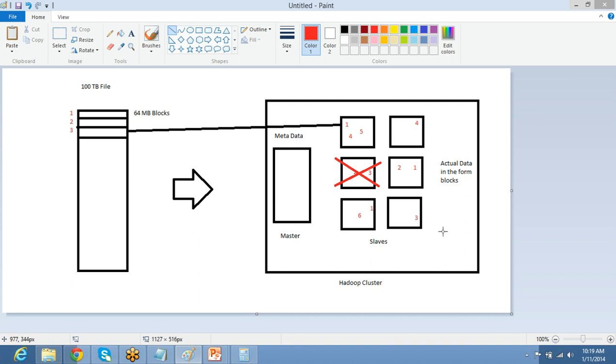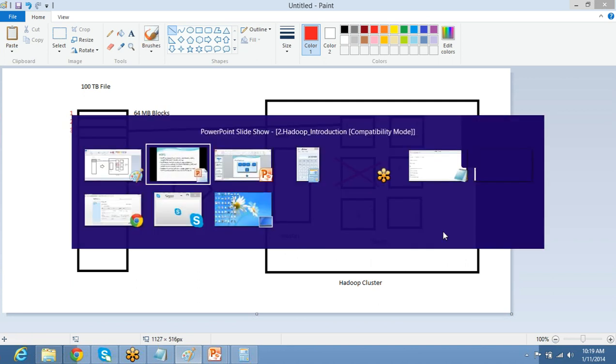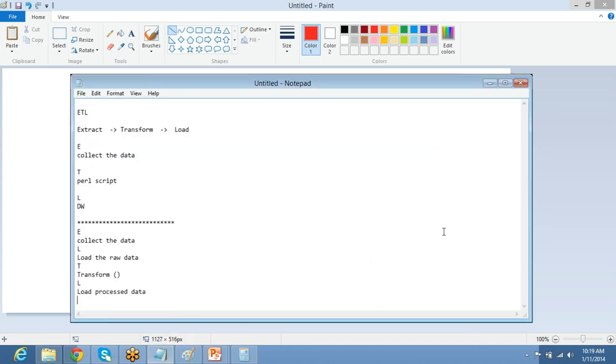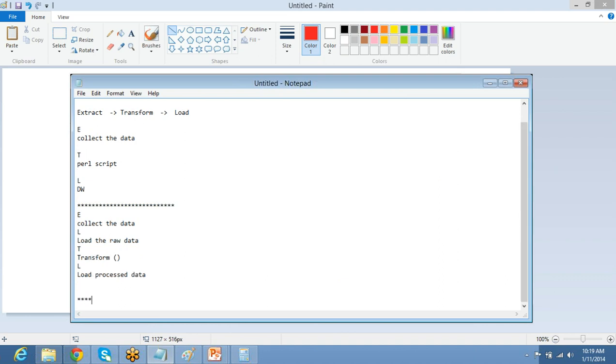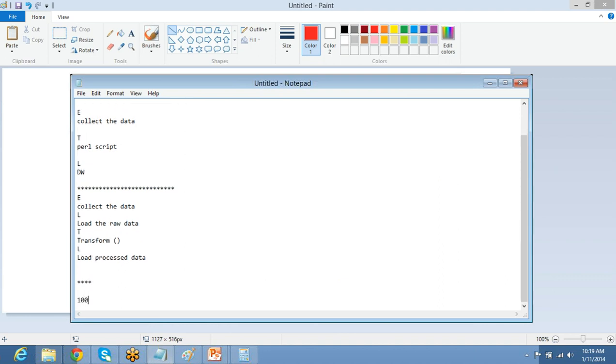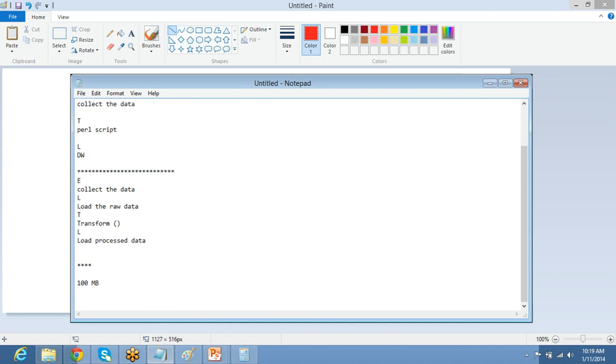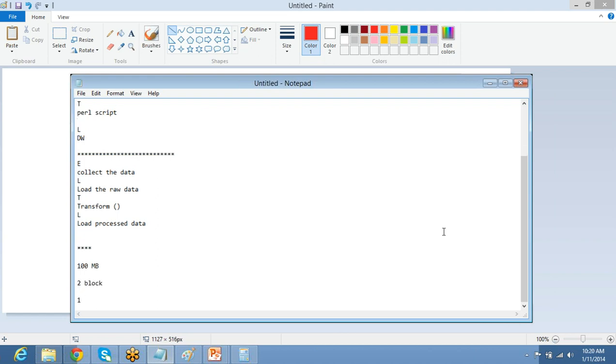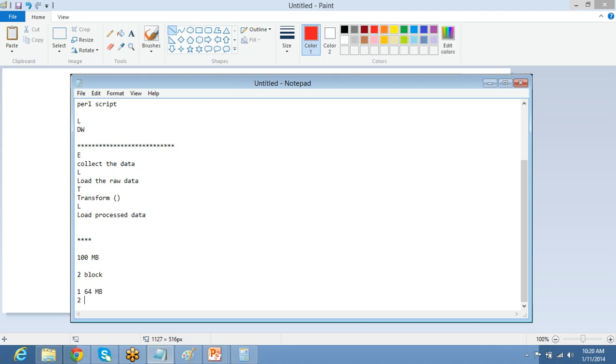Sure. Yeah. Perfect. Waiting for one more question. So let me ask that question to you since you didn't ask. Since I'm copying the file to my cluster, the block size is 64 MB. Let me write the question here. What will happen if I'm copying a 100 MB file into my cluster? There will be two blocks, right? One block with 64 MB and the second block will be 36 MB.